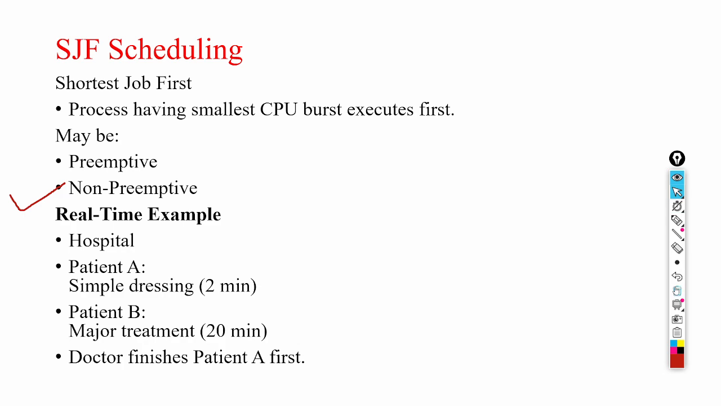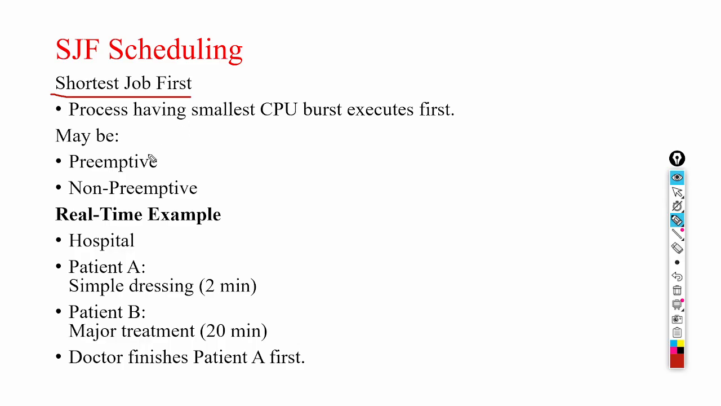SJF scheduling. SJF stands for shortest job first. In this algorithm, the process having the smallest CPU burst time is executed first.